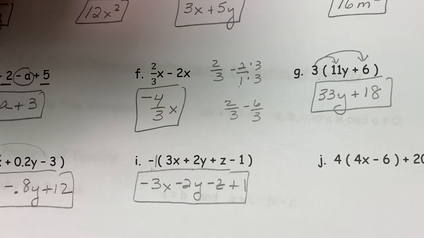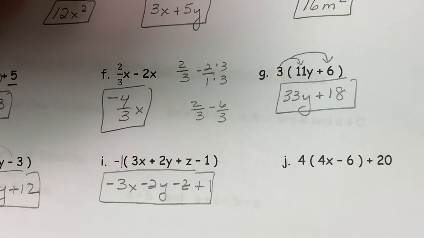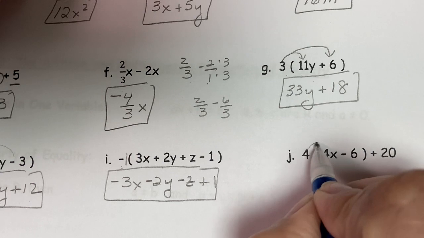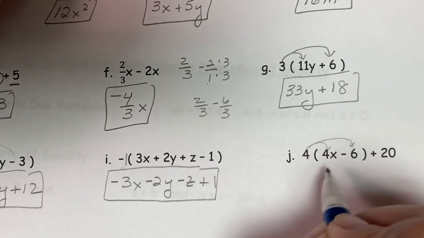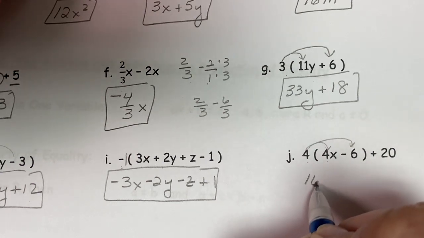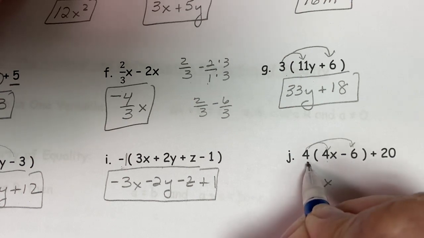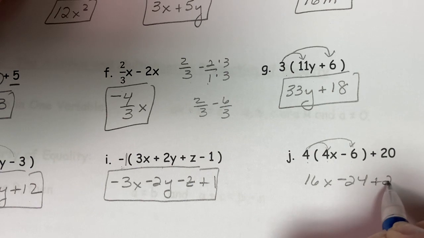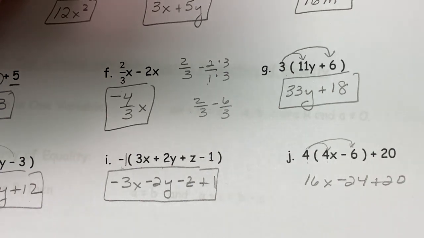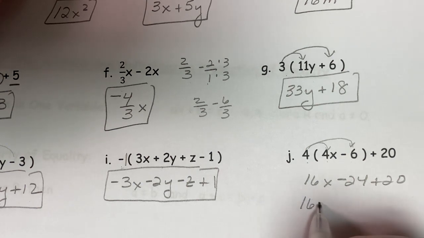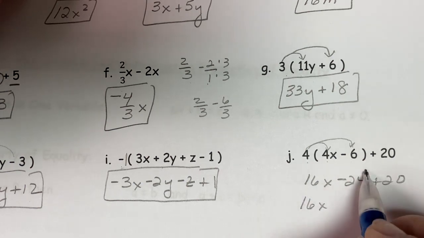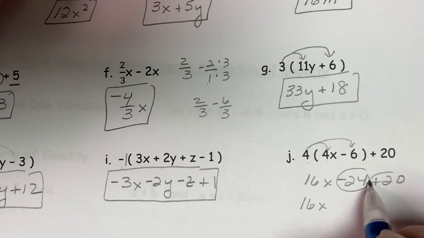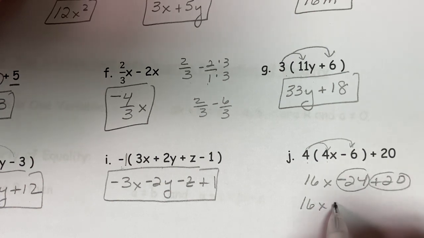Going on to j. Again, we have to distribute to eliminate the parentheses. So 4 times 4x is going to be 16x. 4 times negative 6 is negative 24. And then we have the plus 20. We don't distribute through to the plus 20. There's no like terms to combine with the 16x, so that's going to stay the same. But we have a negative 24 and a plus 20, which gives me a negative 4.